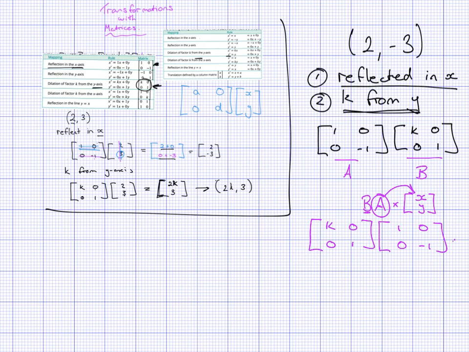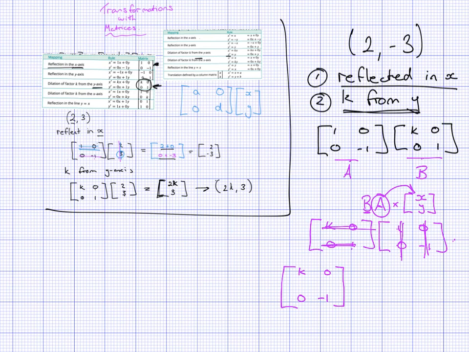So let's look at this multiplication. Here we're going to go rows times columns. So it's going to be k plus 0. That's the first entry there. Then rows times columns there, so it's going to be 0, because k times 0 plus 0 times -1. Then this row by this column, so it's going to be 0 there, because 0 times 1 plus 1 times 0. Then this row times this column, it's going to be 0 plus -1, so it's going to be -1 like that. So this is the combination of the two transformation matrices.